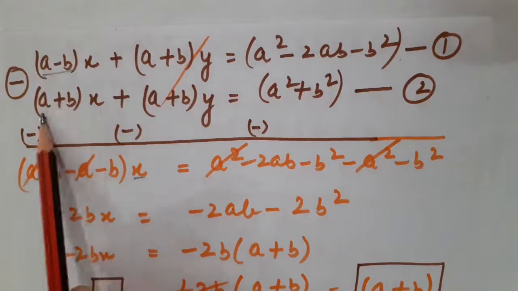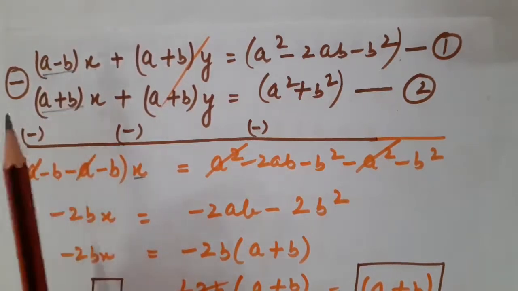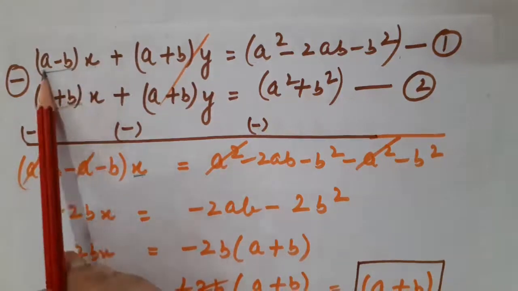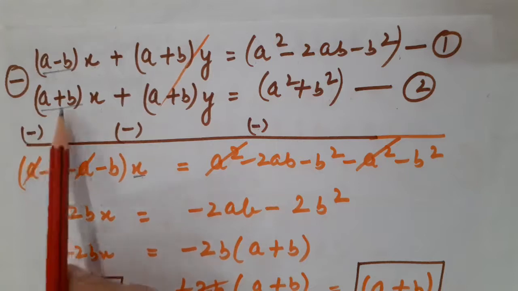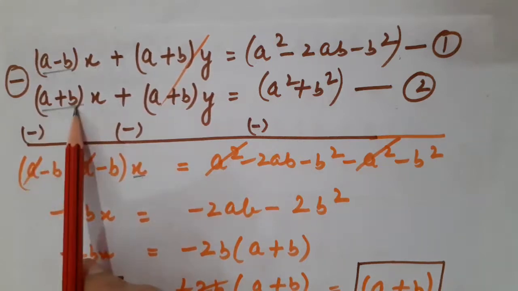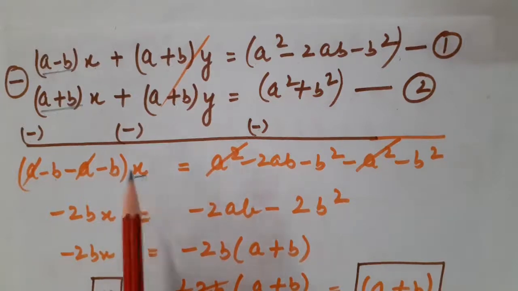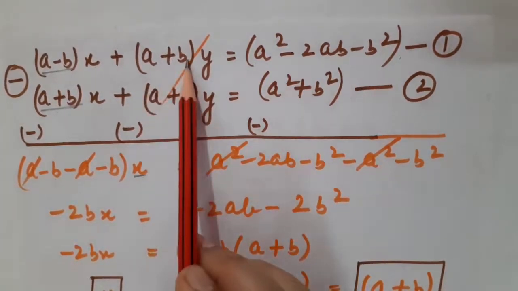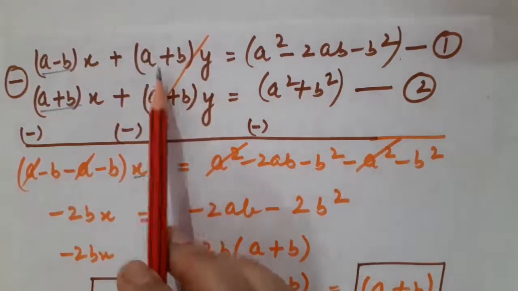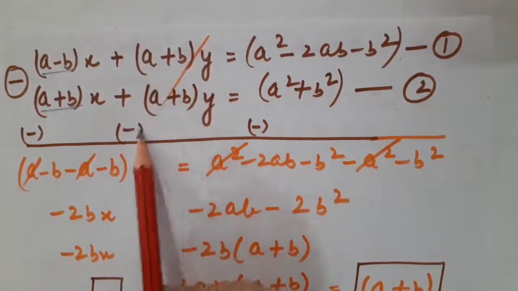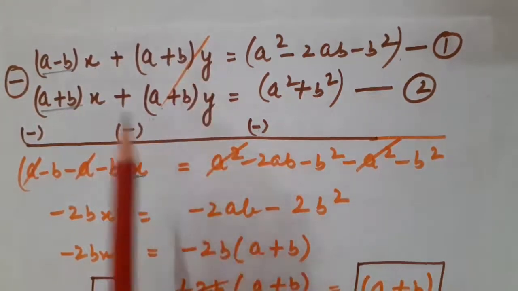I am going to solve the numerical coefficient of x in equation number 1 and in equation number 2. Please be focused. (a minus b) will be written as it is. Now this minus is going to change the sign of (a plus b). It would become minus a minus b into x. This is a plus b, here it would become minus a minus b. Both will be cancelled. Minus a will be cancelled with plus a and minus b will be cancelled with plus b. So definitely it will be eliminated.